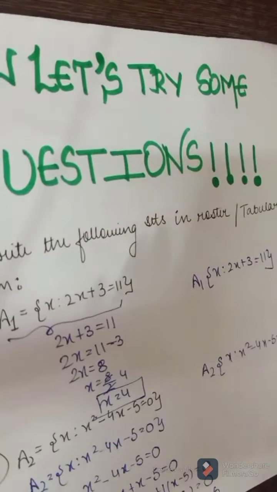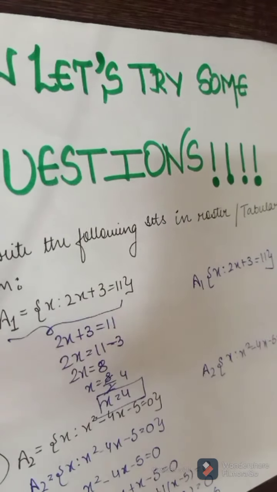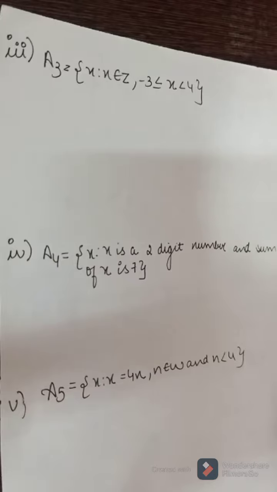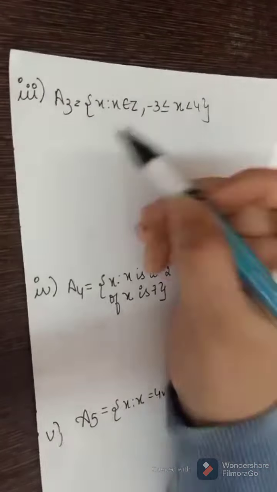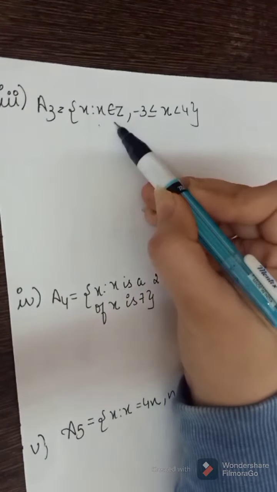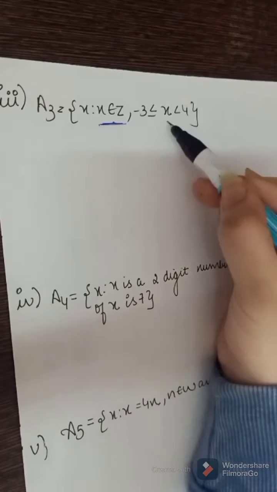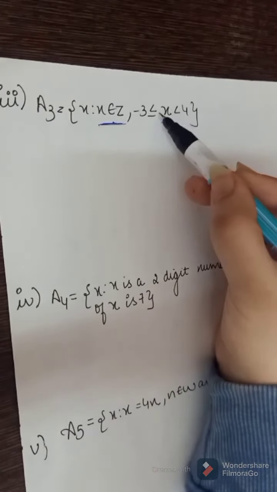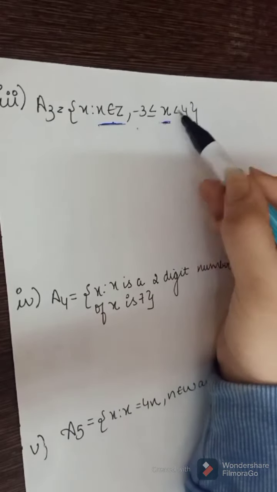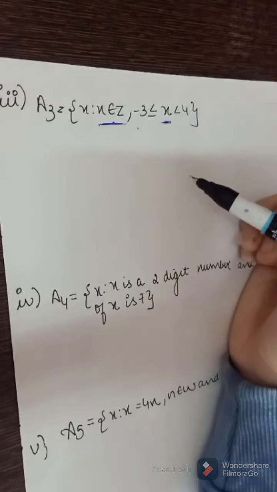This is easy. If you have any doubt, just let me know in the comment section below and I'm going to help you with that, right? Now let's move on to the third part. A3 is equal to X such that X belongs to Z. Now what is Z? Z is the set of integers and X is greater than or equal to minus 3 but less than 4.